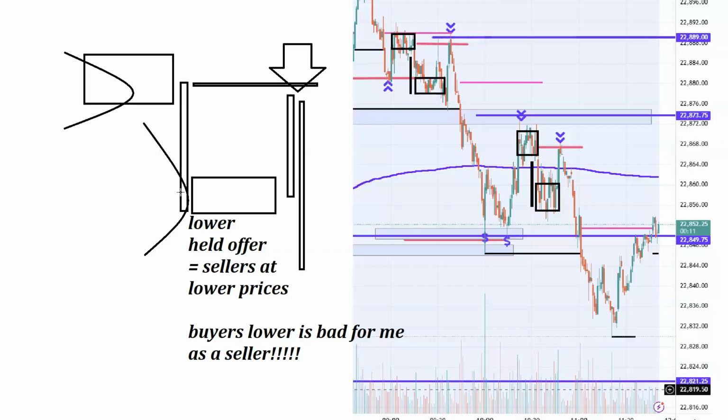What tells us an awful lot is if the price then doesn't just simply go from a bid to an offer to a bid to an offer. If we go from a bid to a higher bid, well, that's exactly what we're looking for. It's a higher held bid. Now, what that tells me as a buyer at lower prices, as a commercial buyer at lower prices, is the sellers are willing to come down to my price.